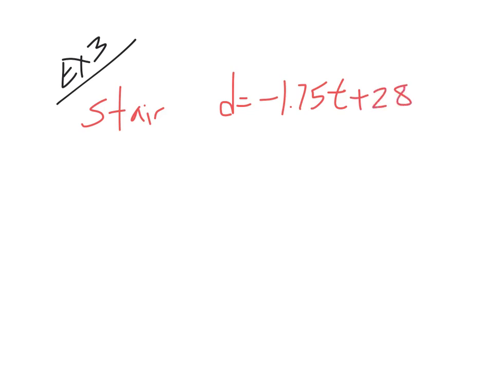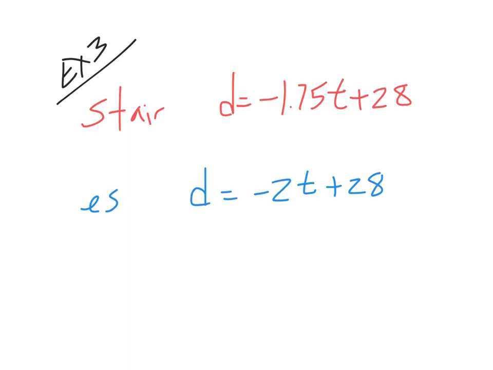The equations model them. So the stairs equation is the distance equals negative 1.75t plus 28. And the escalator is d equals negative 2t plus 28. Graph the equations in the same coordinate plane, and then how much time do you save by taking the escalator? Okay, so we're going to graph both of those equations.